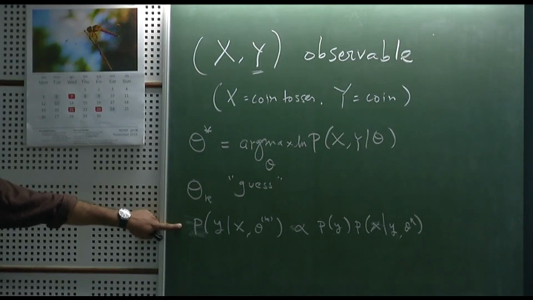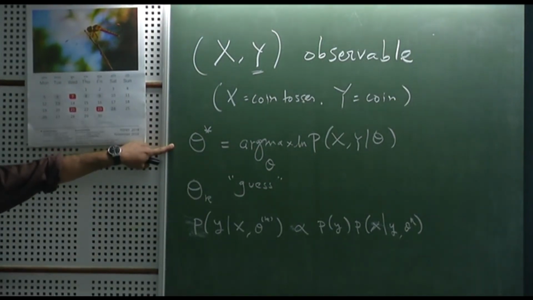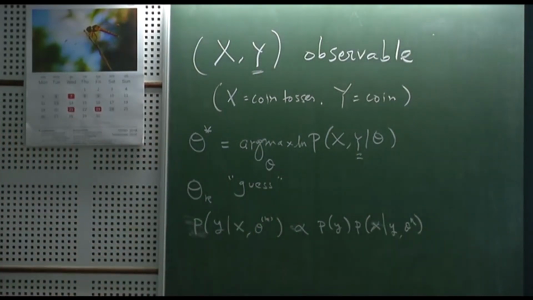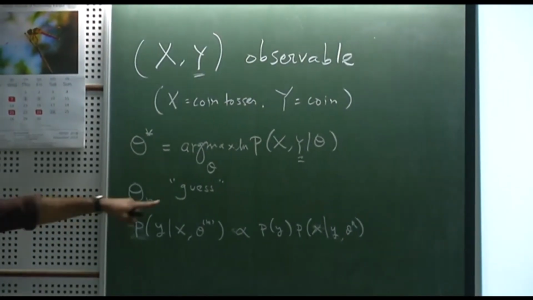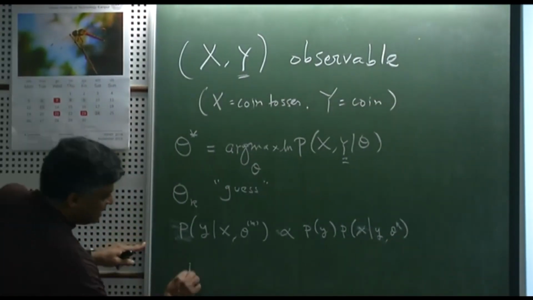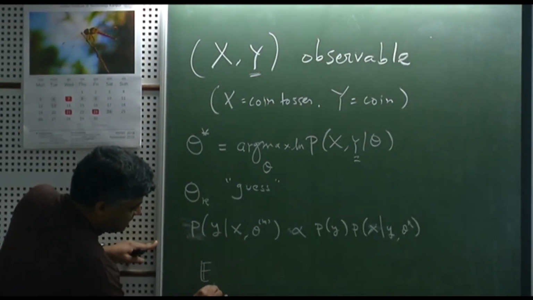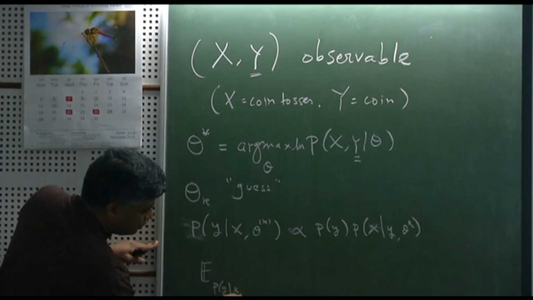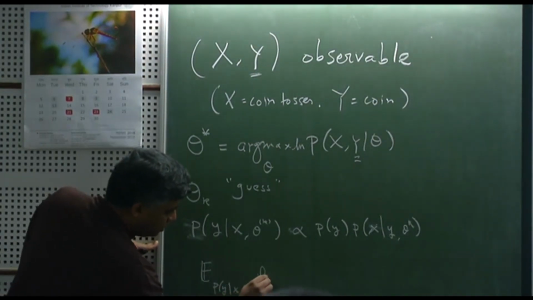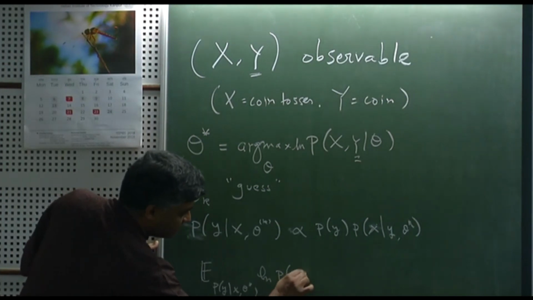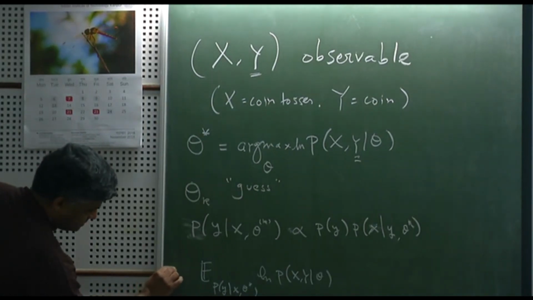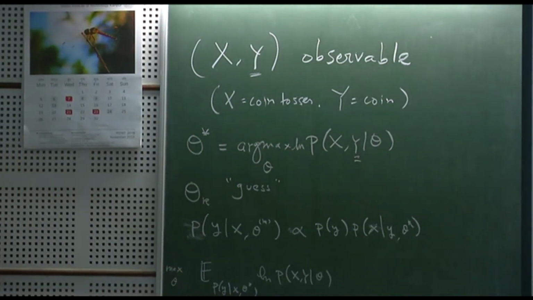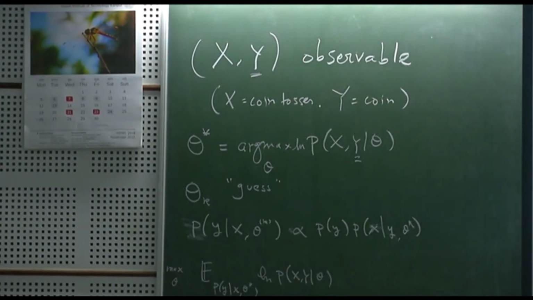So once I have this, I want an analogous statement of this. I don't know y. I have no idea what that y is, but I know how y should be distributed. So instead of trying to maximize this directly, what do I do? I take the expectation with respect to p of y given x and the old value theta k, of the log of the complete likelihood function p of x, y given theta, and I maximize this.